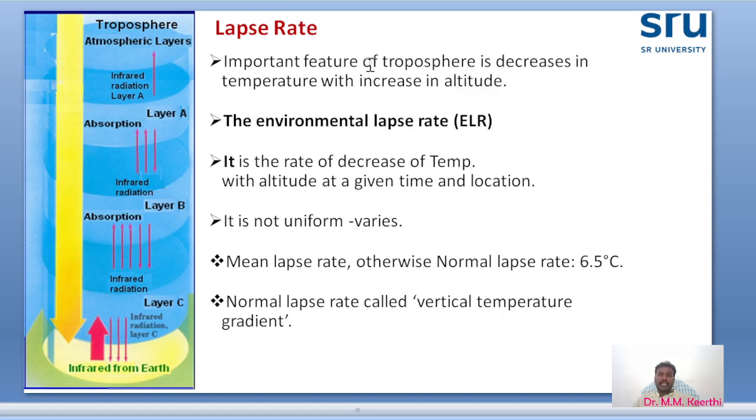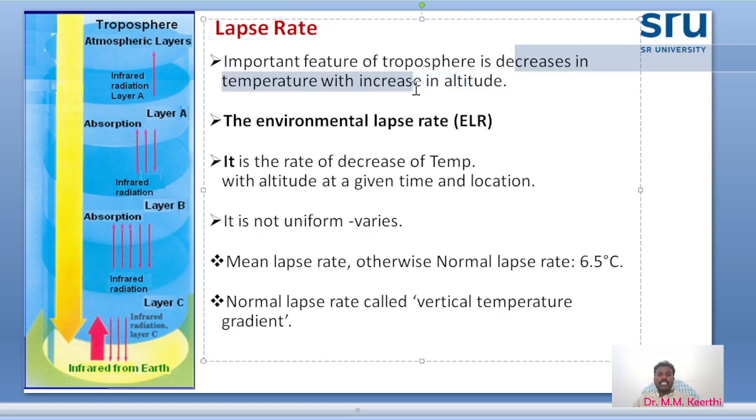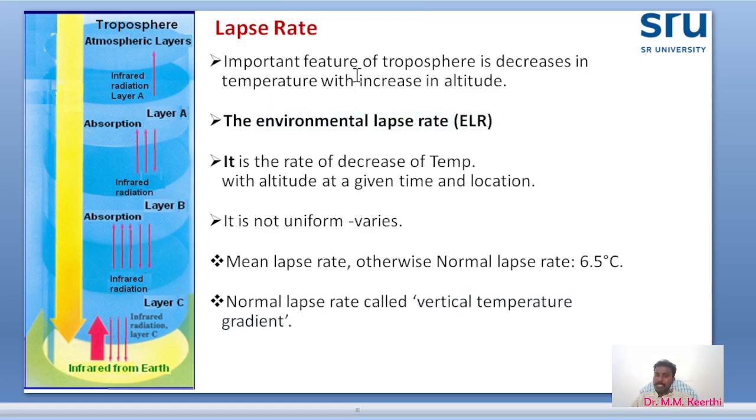What does lapse rate mean? In the troposphere region, temperature decreases with increasing altitude. When the height is increasing and the temperature is decreasing, that is called the lapse rate. The lapse rate is otherwise called the environmental lapse rate. It is the rate of decrease of temperature with altitude at a given time and location, and it is not uniform. What is the normal lapse rate value? It is 6.5 degrees Celsius per kilometer. It is also called the vertical temperature gradient. So the lapse rate has other names: the environmental lapse rate and the vertical temperature gradient. In the troposphere region, a decrease in temperature with increasing altitude is called the lapse rate.